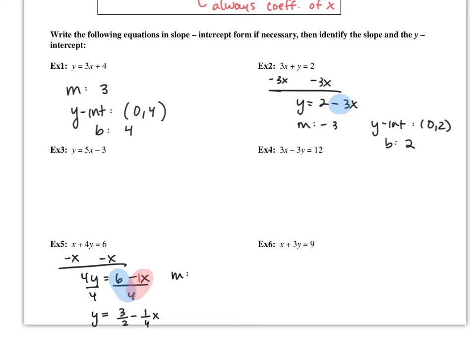So then here my slope is my coefficient of x, which is going to be the negative 1/4. My y-intercept would be (0, 3/2), and my b value would just be 3 over 2. So it is possible to have a fraction b value. Now if I was going to graph that, I might actually make it a mixed number. It might be a little easier to see. So at this point, you're going to pause the video. You're going to try examples 3, 4, and 6. Press play when you're ready to check your answers.